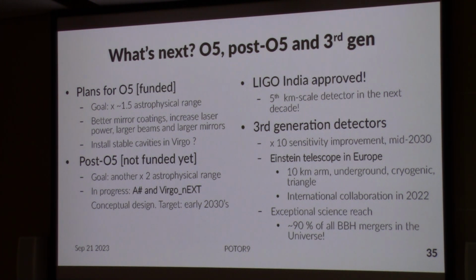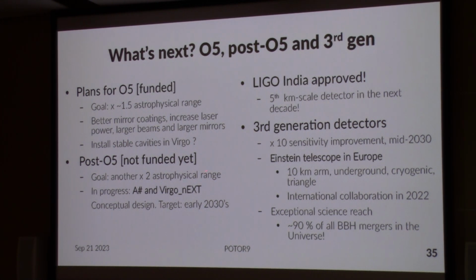And well, so this is funded time. So this is going to happen. We have the funds to do so. The goal is to have an improvement of 1.5 with respect to the astrophysical range that we have now. And we'll do this by using better mirror coating. So the surface of the mirror is obviously very important. Okay, this is where the light interacts with matter. So we need those coatings to have the best elastomechanical property. So there is a lot of research being done here. Increase the laser power, use larger beams, and therefore larger mirrors. All this research is already going forward, and the substrates for the mirrors, so the pieces of fused silica, have been ordered already 1 year ago.